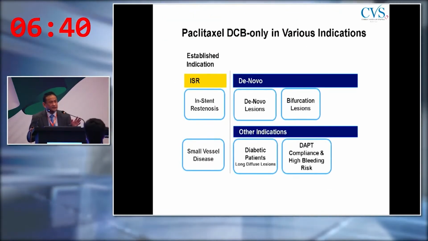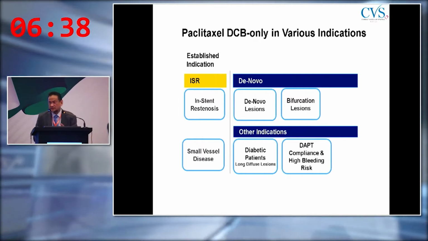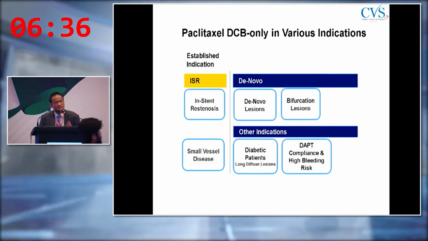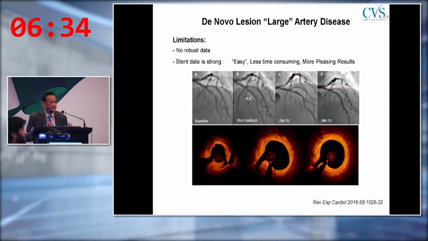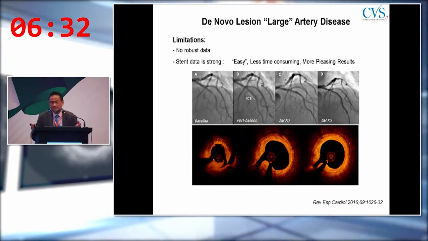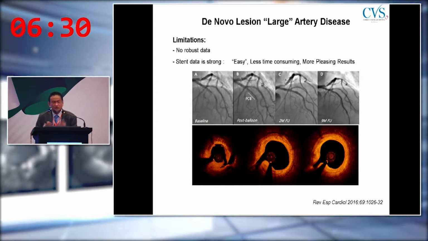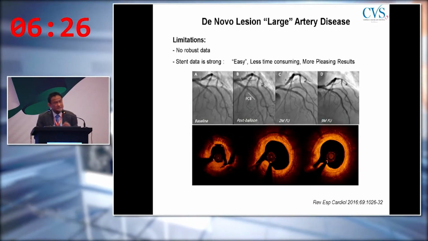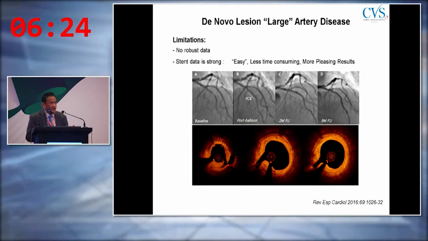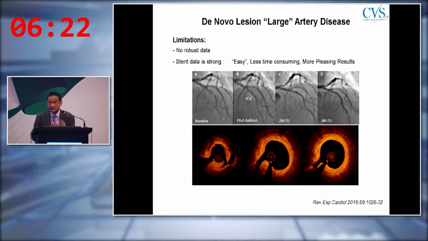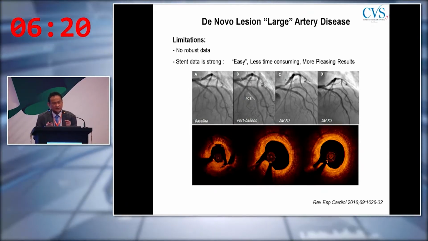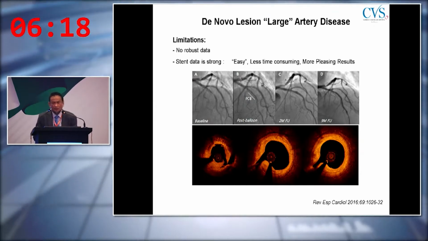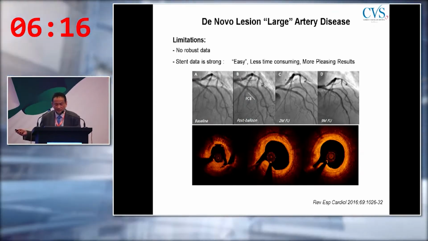These are the clear indications for DCB: ISR, small vessels. And the question is, what about de novo? And de novo, as you know, is where the money is. This is where most of the lesions that we treat are, especially in 3.0 and above. Stent data is very strong, and the data for DCB is not as robust. So we need to actually do some work with regards to this group of patients.